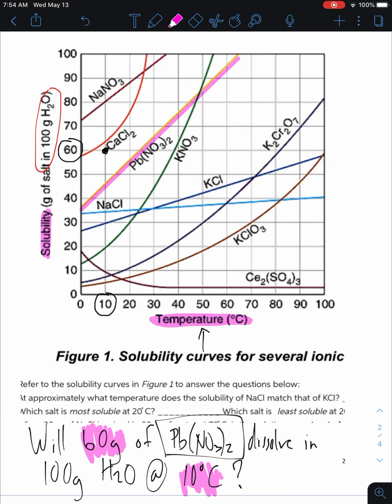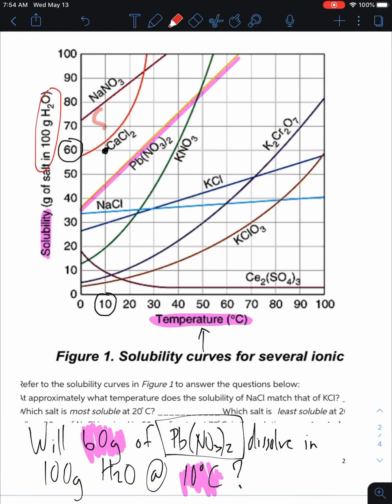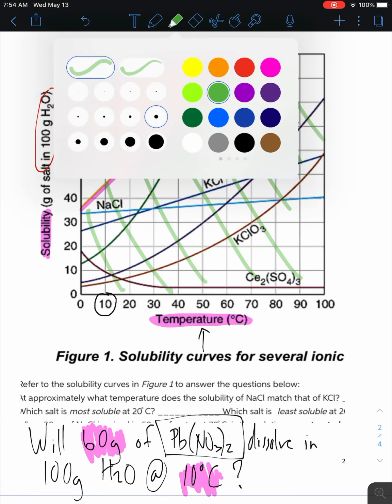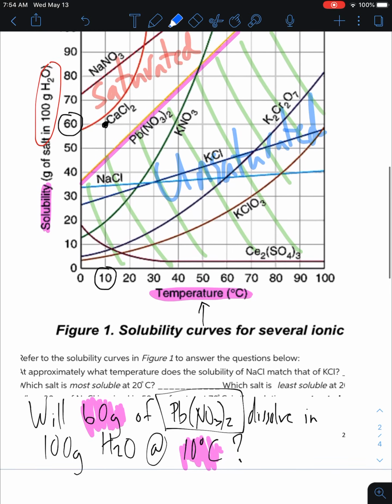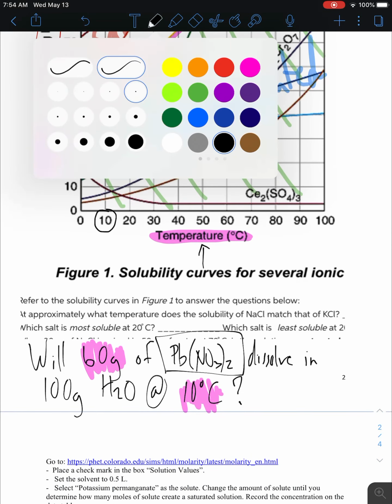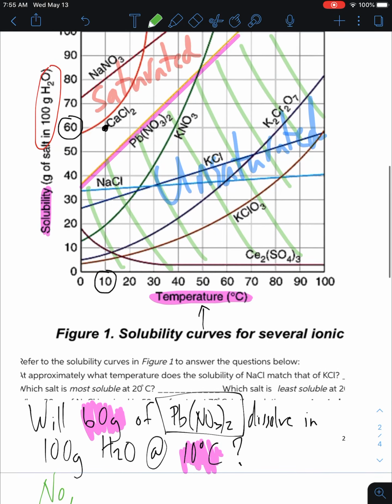Anytime we're above the line, that is a saturated solution, meaning it can't dissolve any more lead nitrate. And if it's below the line, as in everything down here for lead nitrate, that's what we'd call an unsaturated solution. So we could say our answer for this one would be no. Not all 60 grams dissolve.